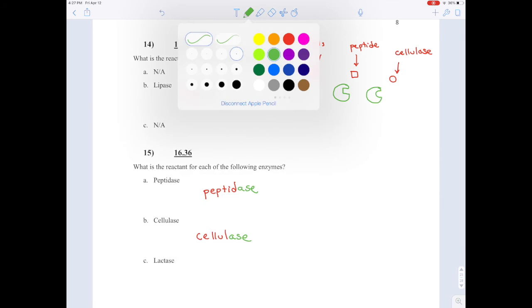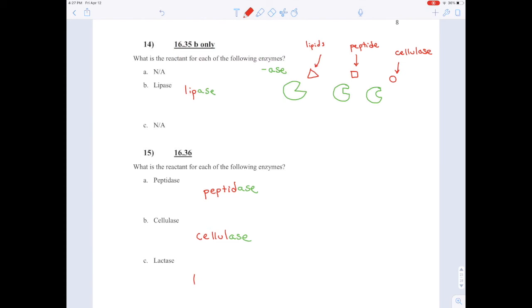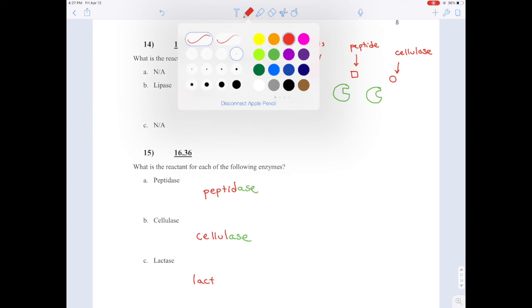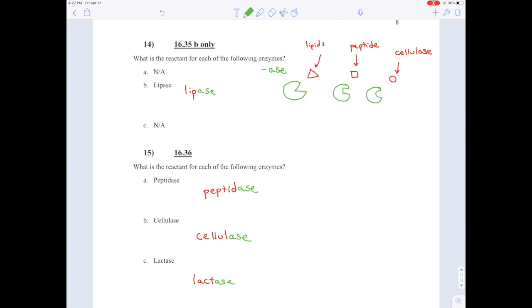If it's the disaccharide lactose, then it would be "lact", and then the suffix -ase for enzyme. So in each of these cases, the reactants that a lipase would use are lipids. And maybe I'll do that here. So lipids were the reactants that lipases make react faster.